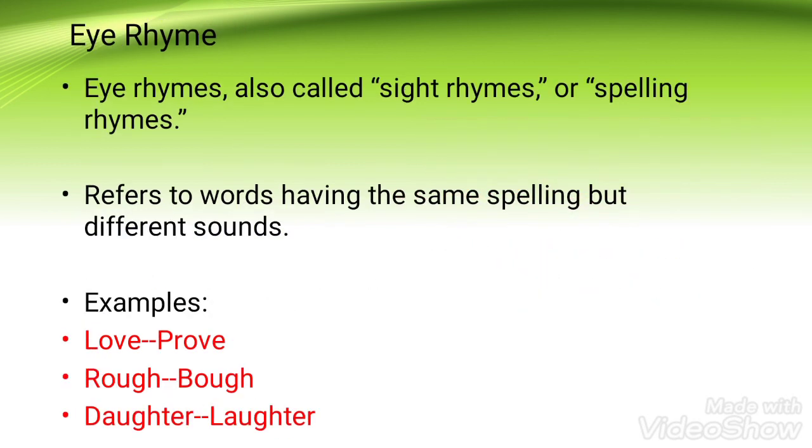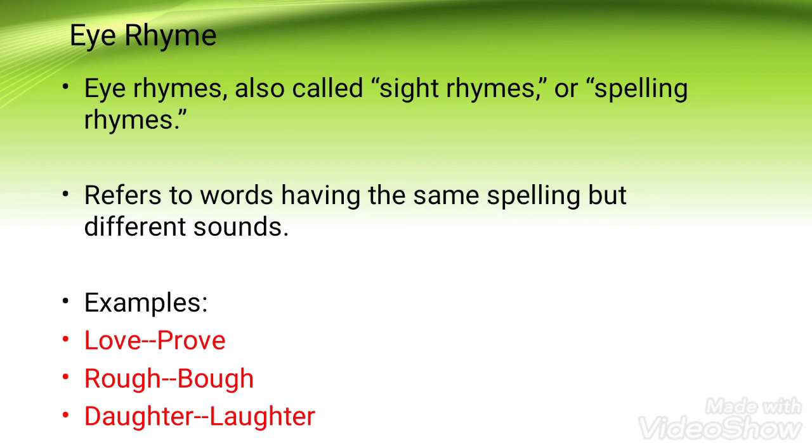So next is, it is connected, it is also called eye rhyme. Eye rhymes are also known as sight rhymes, or spelling rhymes. It refers to the words having the same spelling but different sounds. I repeat, same spelling but different sounds. Examples are love and prove, rough and bough, daughter, laughter. I think that's what is called eye rhyme.